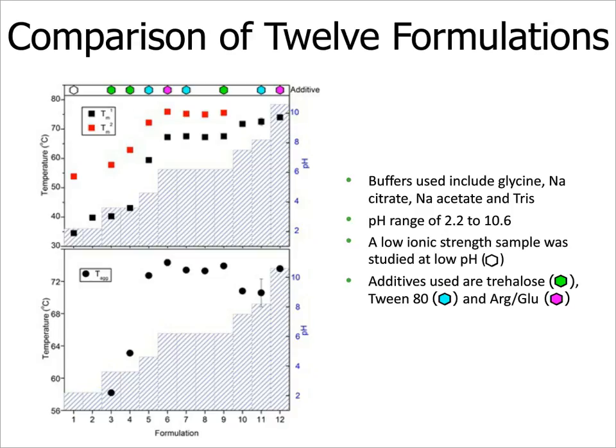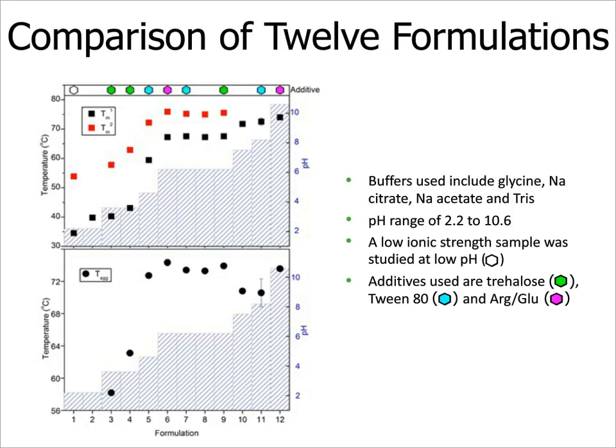On the top panel, you can see we have black squares corresponding to the first melting transition. We have red squares corresponding to the second. And you can see that there are differences between the samples and the formulations at different pH, and also within the same pH in the presence of different excipients. In the bottom panel, you can see there are black dots representing the aggregation onset temperatures. Again, you can see that there are differences between all the different formulations. In the first two formulations, you can see there was no aggregation observed anyway.